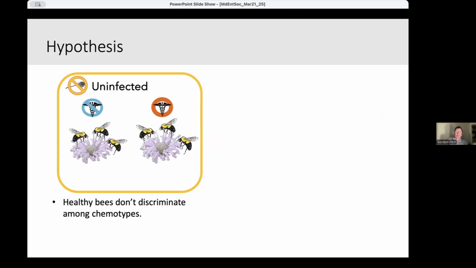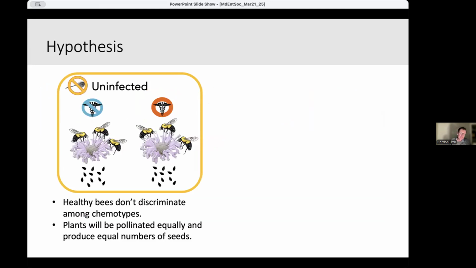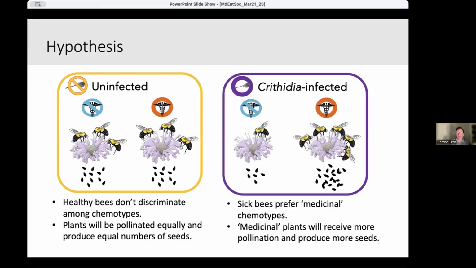And so if bees are self-medicating, we'd expect that healthy bees should not really discriminate among chemotypes, or maybe even they would dislike the medicinal ones because maybe they're bitter tasting. If that's the case, then we would expect these plants to be equally well pollinated, regardless of whether bees are healthy or sick, and therefore produce similar numbers of seeds.